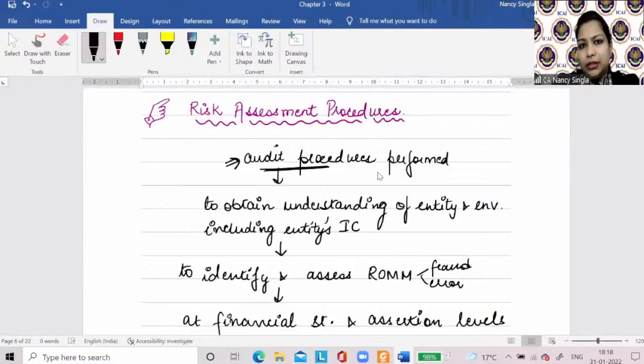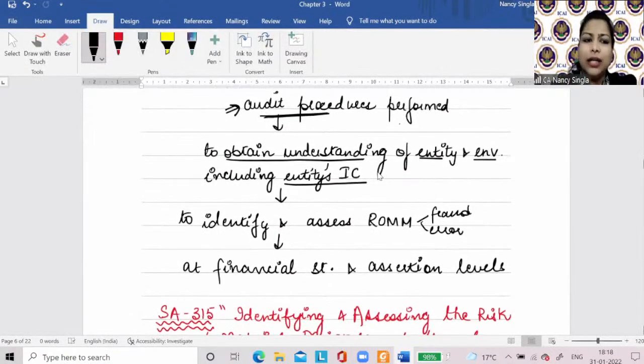audit procedures. Right? Yes, audit procedures have to be done. Why? To obtain an understanding of the entity, its environment, including the entity's internal control. Yes, ma'am, this is also clear because this is clear from the name of SA 315 itself. Okay, why do we have to do this?